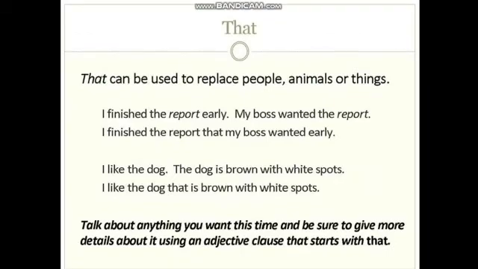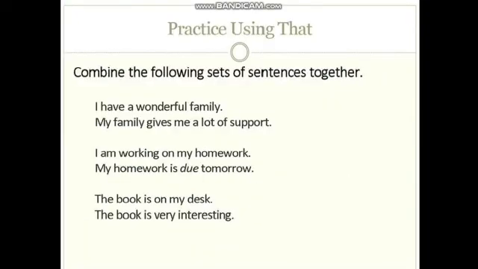Lastly, we have that, which is used to replace people, animals, or things. In other words, instead of using who and which, you can use that. For example, I finished the report that my boss wanted early. Now you talk about anything you want this time and be sure to give more details about it. And don't forget to use the adjective clause that. Here are some sentences you need to combine using that.